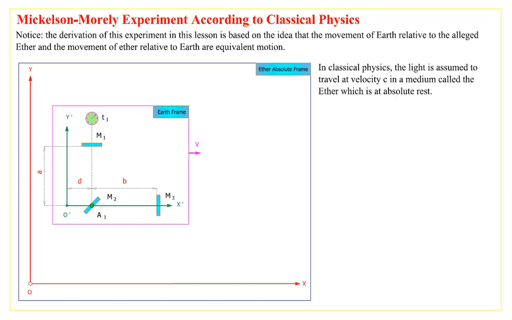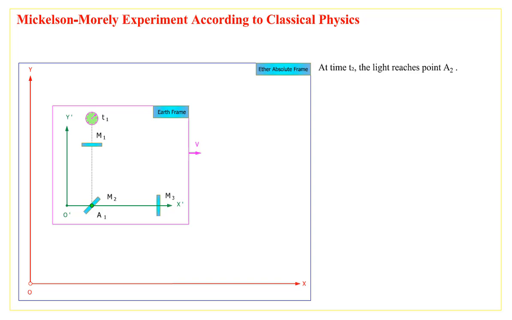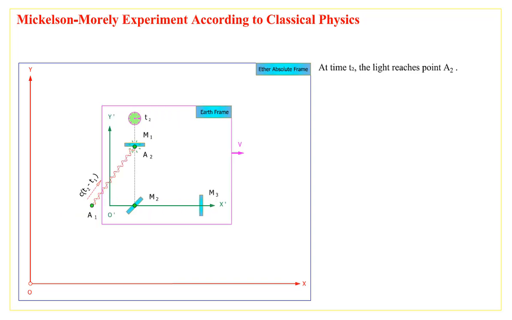In classical physics, the light is assumed to travel at velocity c in a medium called the ether, which is at absolute rest. At time t1, the light is emitted at point A1. The relation between space and time at that point is x1 equals x1 prime plus v times t1 equals d plus v times t1. At time t2, the light reaches point A2. The relation between space and time at that point is x2 equals x2 prime plus v times t2 equals d plus v times t2.